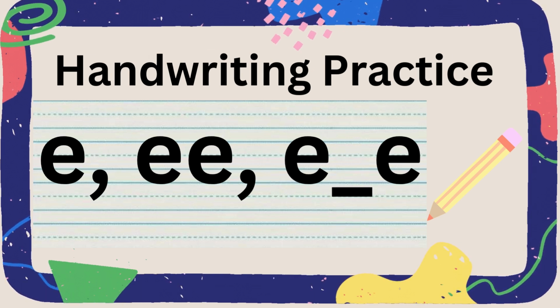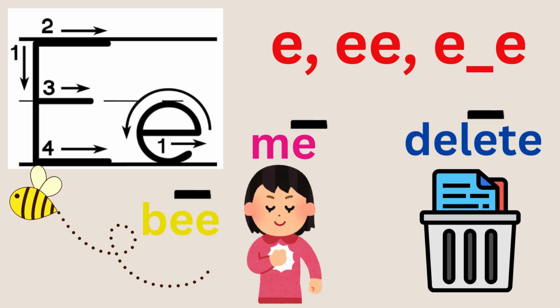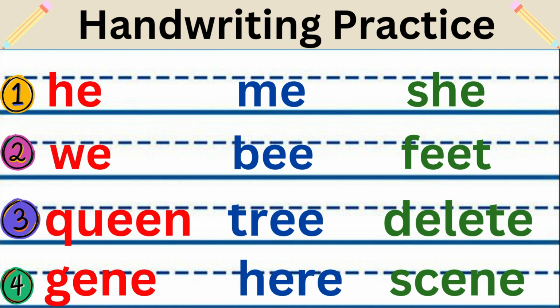Handwriting practice. This week we will be practicing writing words that contain the long E sound. Let's first look at how to write long E in words that contain E underscore E. Look at the diagram shown and follow the steps to write E underscore E. Now you will practice writing words that contain long E. You will write each word pictured on the page. You may pause the video and write each word shown on each of the 4 lines.